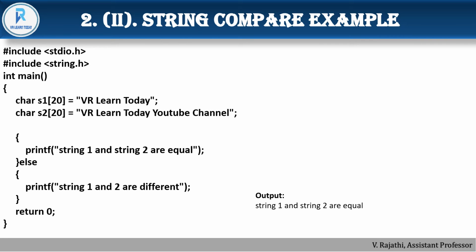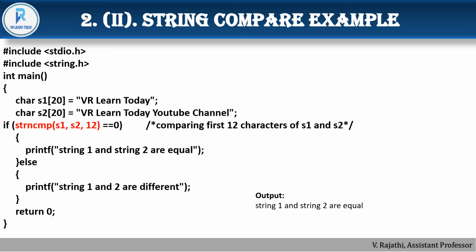This is the example, as usual with the header file. For comparison, we need two strings, so declaring two strings and then checking. So if strncmp s1 comma s2 up to 12, up to the 12th character it will check. See, the first string is "we are learn today", and the second is "we are learn today YouTube channel". Both normally are not equal, right? But I am going to check the first 12 characters. The first 12 characters are "we are learn today", present in both strings. So the result will be 0.